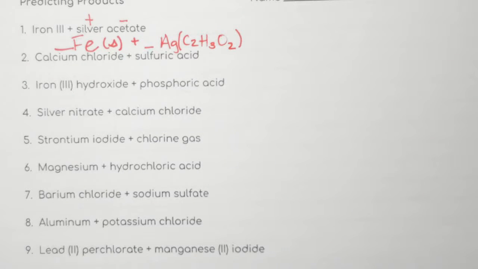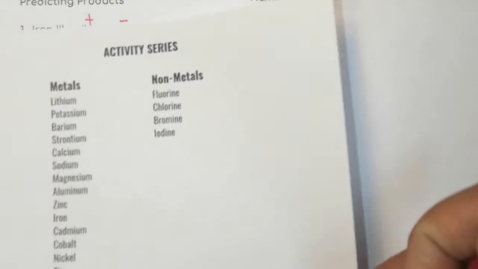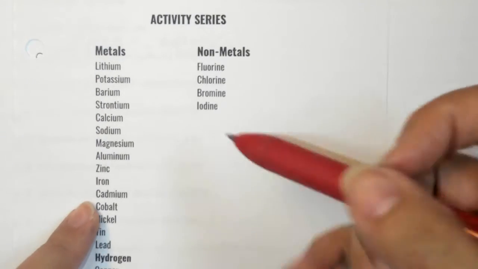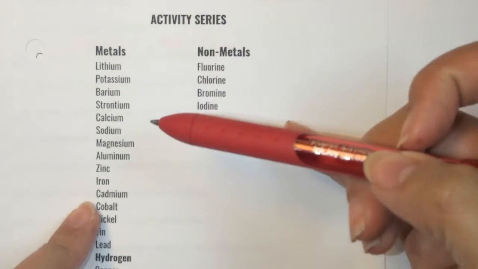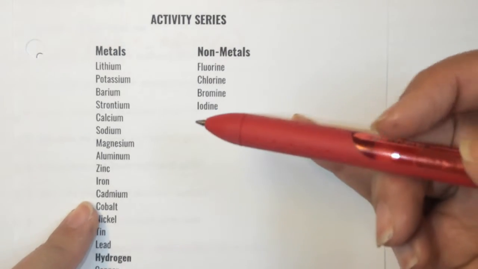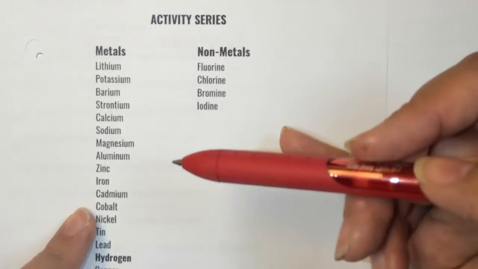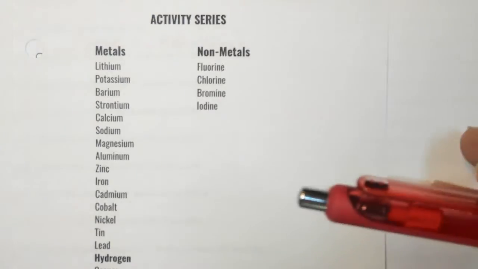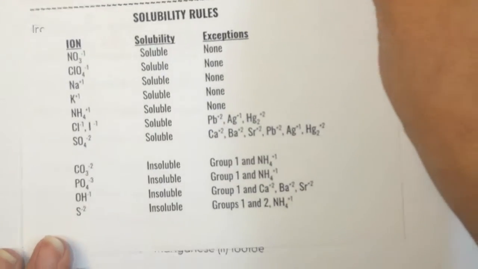And so I gave you an activity series. Now the activity series is useful for my single replacement reaction. So as soon as you identify single replacement, you'll use this. But if you look at the bottom, I have my solubility rules.